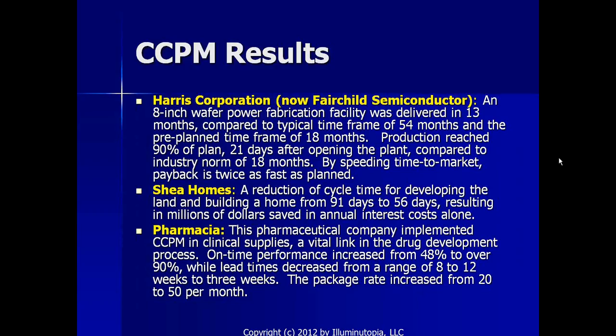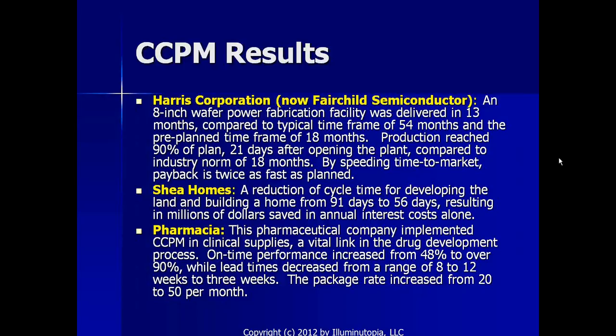So what are the typical critical chain results? We can see here, for example, Harris Corporation, which later became Fairchild Semiconductor, they finished an 8-inch wafer power fabrication facility in 13 months compared to the typical time frame of 54 months and the pre-planned time frame of 18 months. Then what they also were able to do was reach 90% of the production capacity that was planned 21 days after opening the plant, which is compared to the industry norm of 18 months. By speeding the time to market, payback is twice as fast as planned.